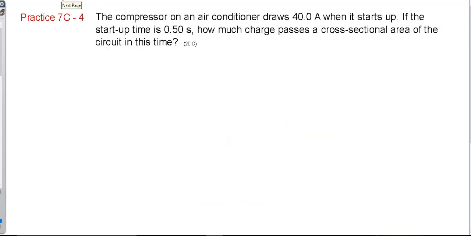4. The compressor on an air conditioner draws 40 ampere current. I is 40 ampere. When it starts up, if the start up time delta T is given as 0.5 seconds, how much charge passes, Q?